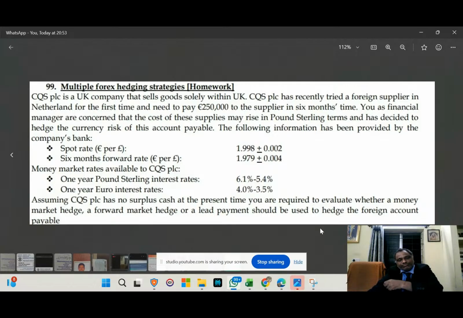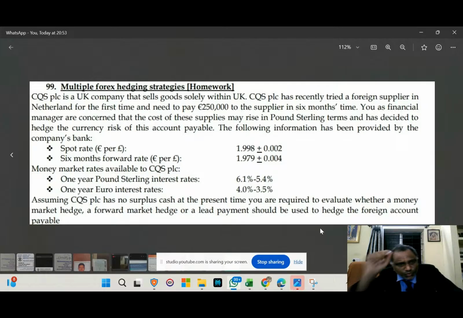Spot rate, pound versus euro. The Netherlands currency to pound currency. The spot rate and the 6 months forward rate are given. Money market rates are given. The pound sterling interest rate is given. The euro interest rate is given.